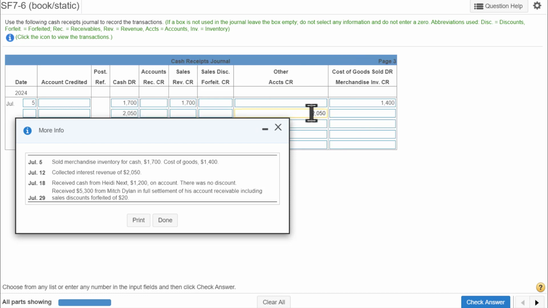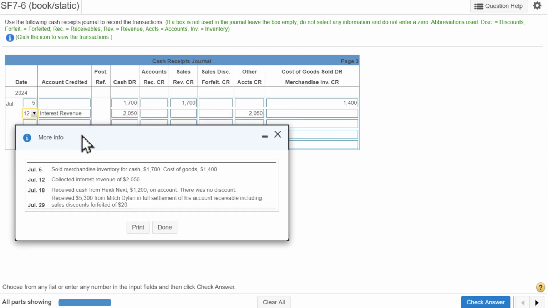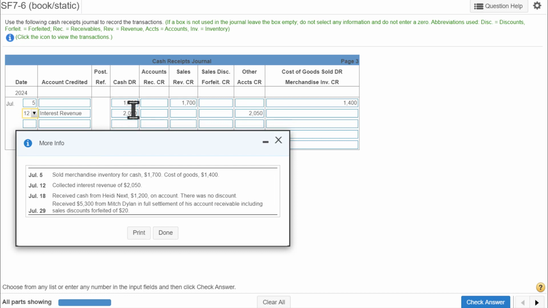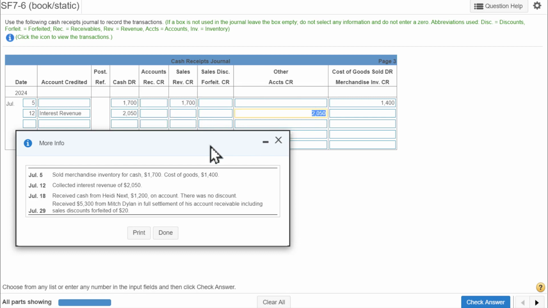Now we need a space to put the name of interest revenue. So we have to go all the way over here to account credited, and we put interest revenue in that box. And I forgot my date, July 12th. So double check. Do our debits, $2,050, equal our credits, $2,050? Yes. Next, July 18th.